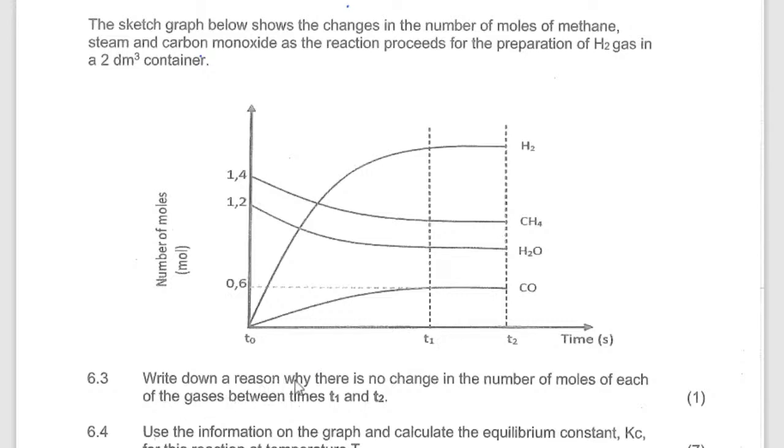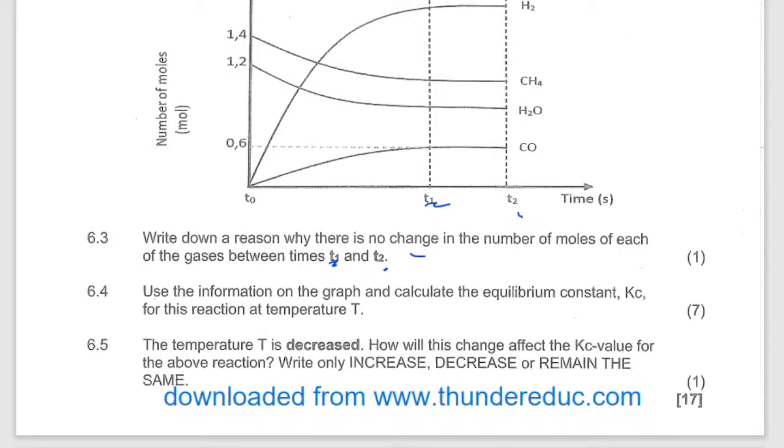All right, write down the reason why there is no change in the number of moles of each gas between T1 and T2. T1 and T2, it means that now the reaction has reached what? Equilibrium. The chemical reaction is in dynamic equilibrium. That means that the rate of the forward reaction and the reverse reaction are equal. Yeah, that's why you see there is no change in the number of moles.